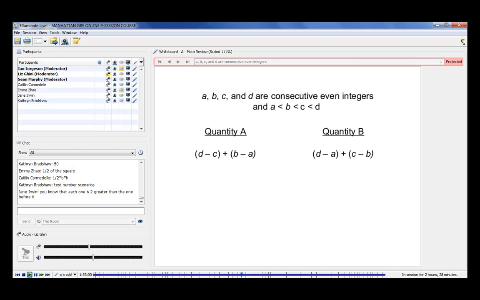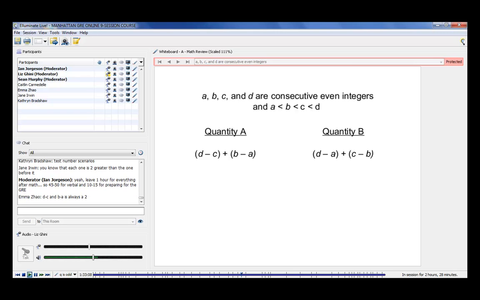Okay. Catherine is saying I could test number scenarios. That would work. And Jane is saying that I know each number is 2 greater than the one before it. All right. I like it. So Emma, thank you. That's really practical. D minus C and B minus A have got to be 2 because they're just 2 apart.